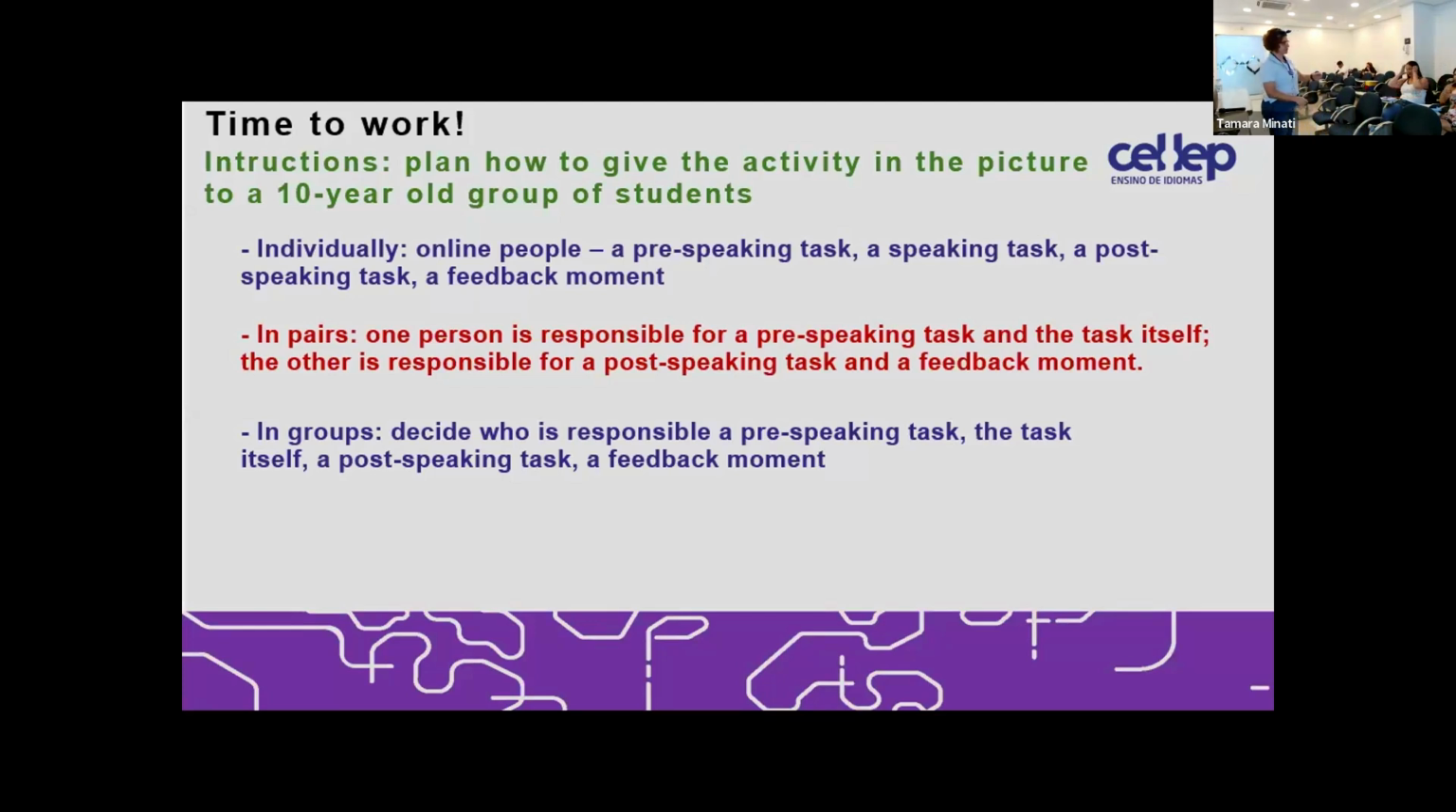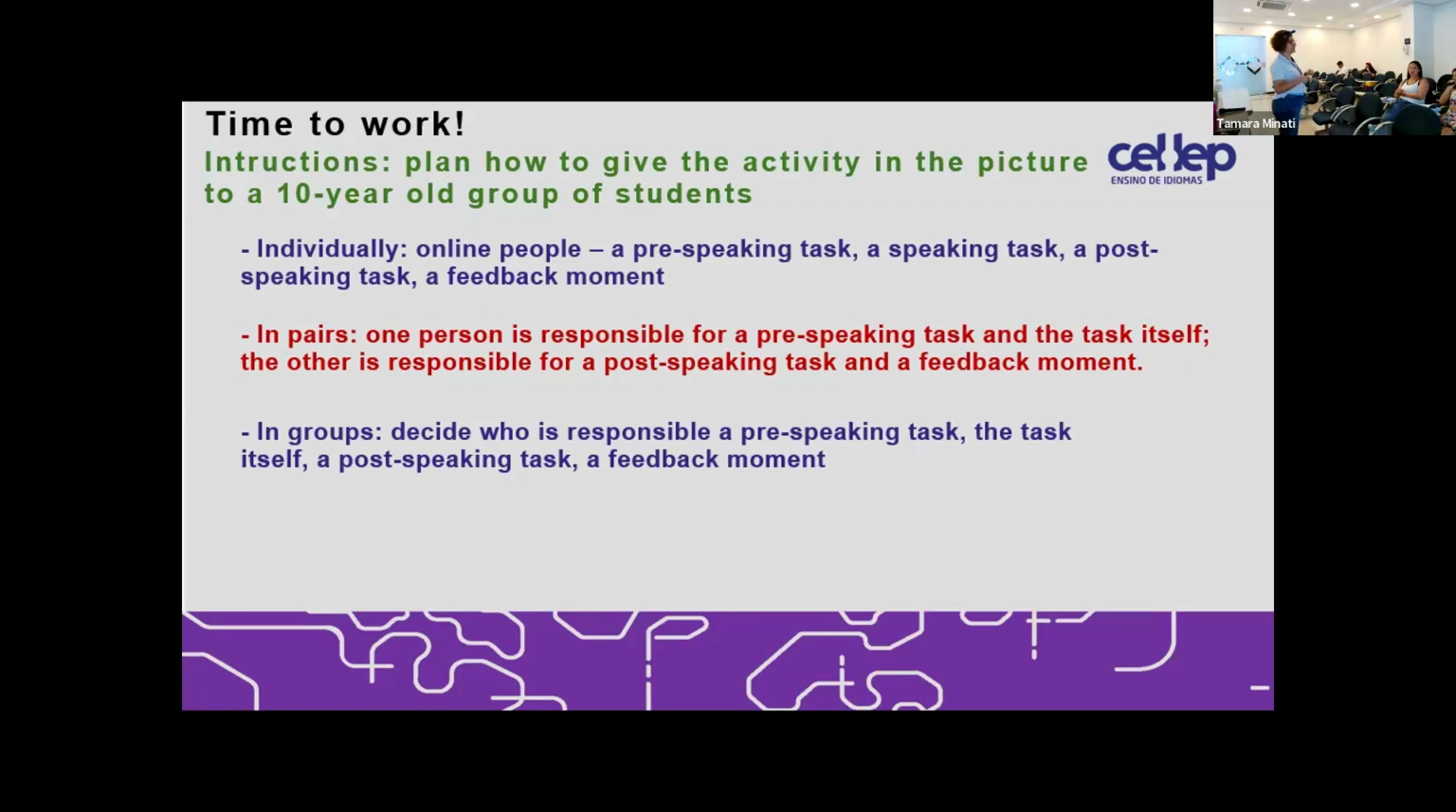Well, I followed your advice about the pre-speaking task. So I would probably start with a song, teaching food vocabulary and also likes and dislikes. The speaking task is already in the book, so in pairs they would ask and answer each other questions about their likes and dislikes about food. And for the post-speaking task, I put a listening activity, with some kids saying what they like and what they dislike, and then the feedback moment.